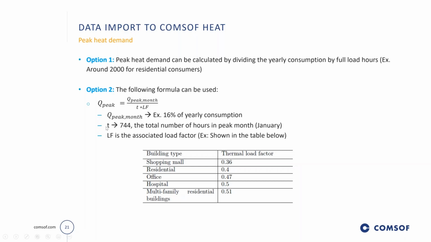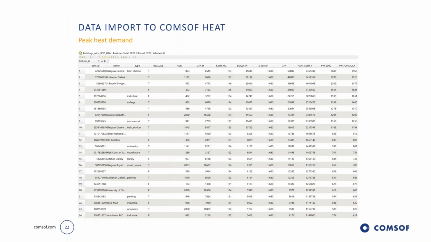Then we have the time, which is the total number of hours in the peak month, which is January, so it's 744 hours. For peak consumption, we can take, for example, 16% of the yearly consumption as what we are consuming in the peak month. Using these values, we can get the peak heat demand for each building. So with the heat consumption, with full load hours, we can calculate the peak heat demand, and also using those formulas, we can calculate the peak heat demand.